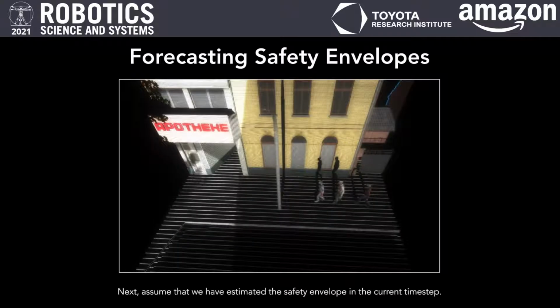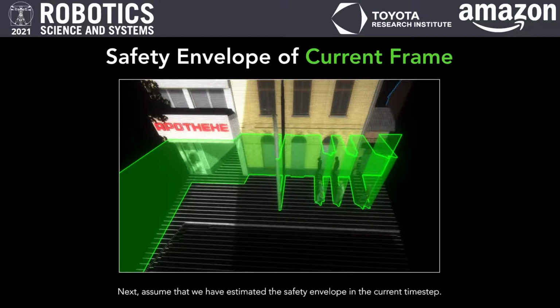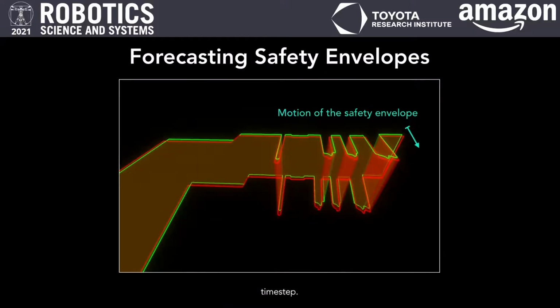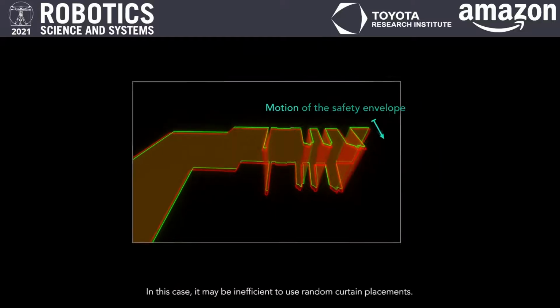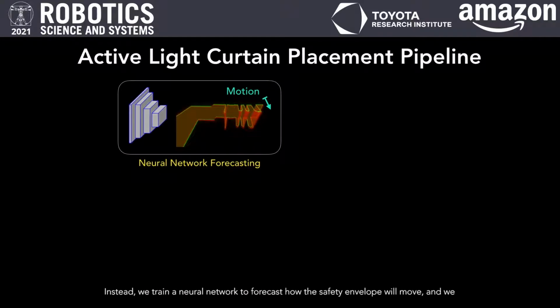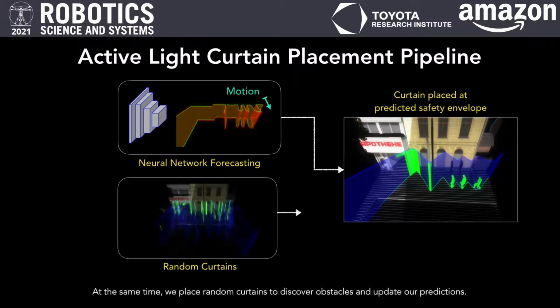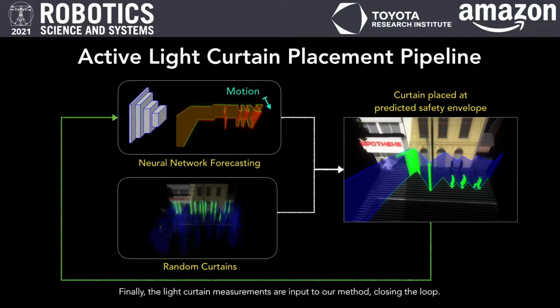Next, assume that we have estimated the safety envelope in the current time step. As obstacles move and the scene changes with time, we wish to estimate the envelope for the next time step. In this case, it may be inefficient to use random curtain placements. Instead, we train a neural network to forecast how the safety envelope will move, and we place light curtains to sense the predicted locations. At the same time, we place random curtains to discover obstacles and update our predictions. Finally, the light curtain measurements are input to our method, closing the loop.